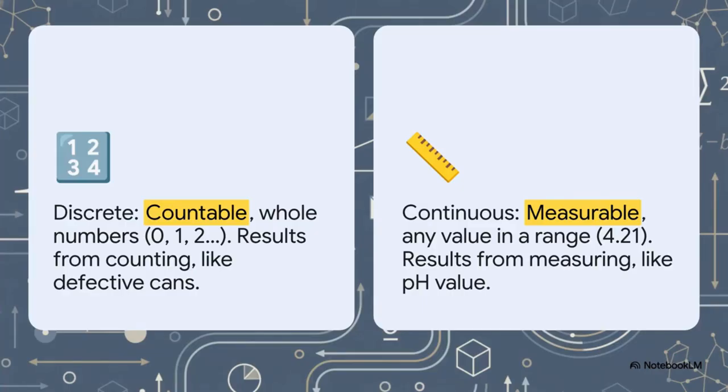Now, these random variables come in two main flavors. On one hand, you've got discrete variables. These are things you can count in whole numbers. Like the number of defective cans in a batch. You can have 0, 1, or 2, but you can't have 1.5 defective cans, right? On the other hand, you have continuous variables. These are things you measure, and they can take on any value in a range, including decimals. A perfect example is the pH value of a liquid. It could be 7.1, 7.15, or anything in between.